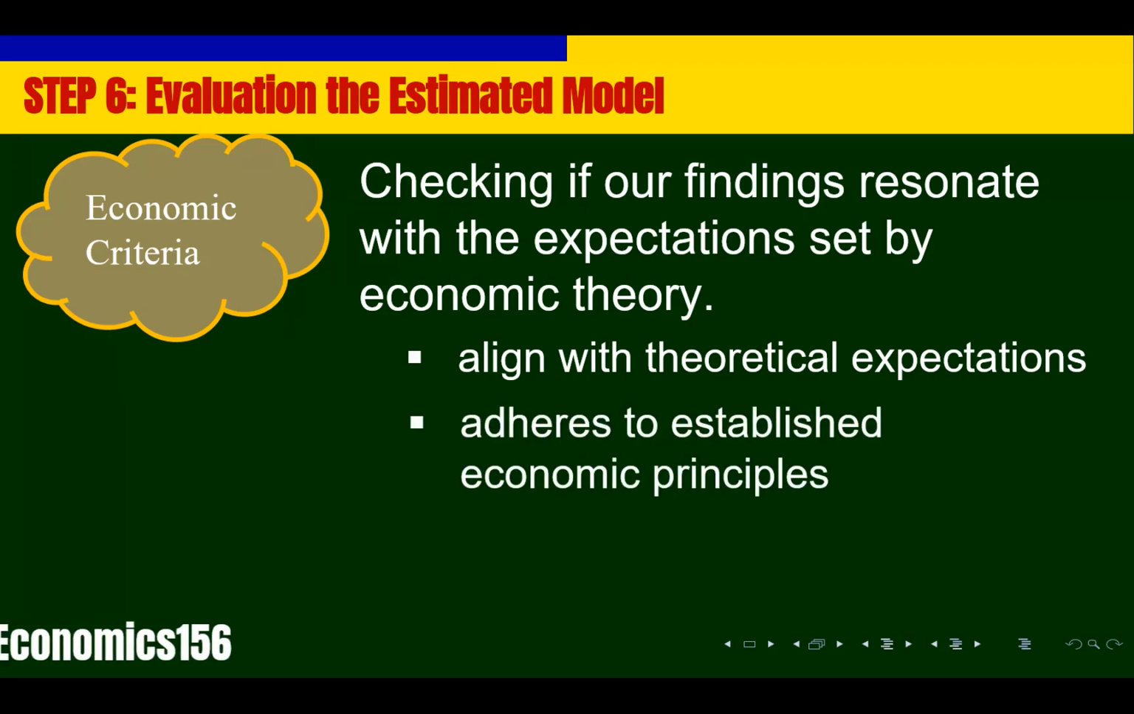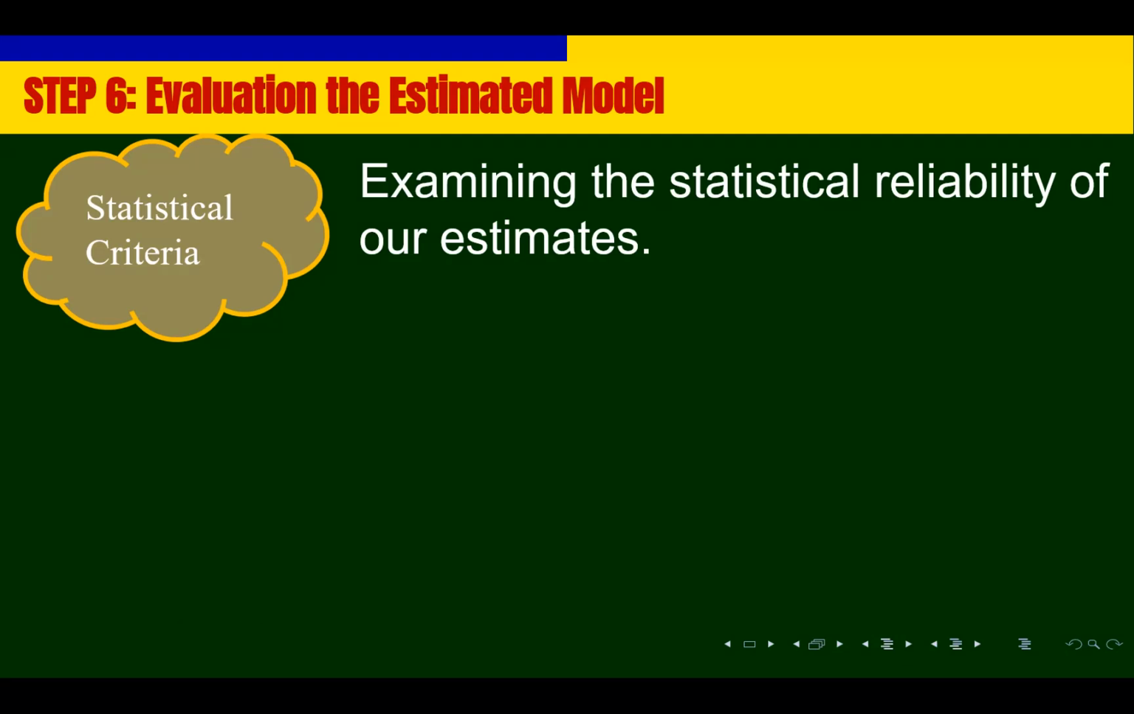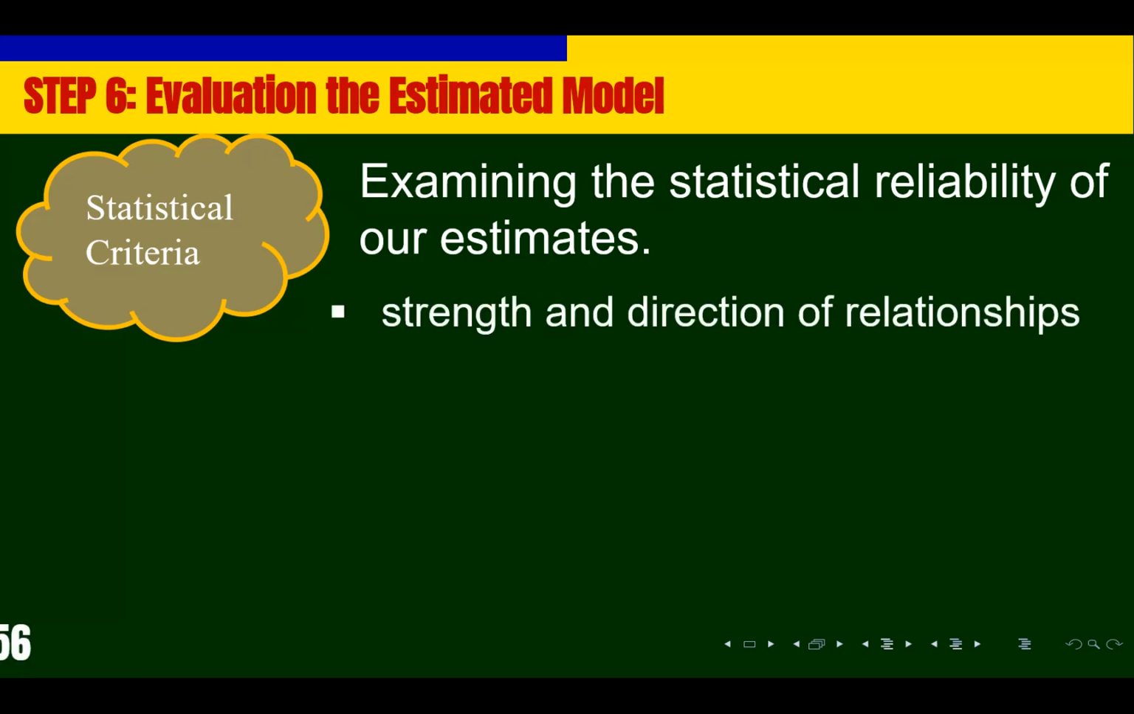Moving to the second front, statistical criteria take center stage. Here, we subject our model to a battery of tests such as correlation coefficients, t-tests, and R2 tests, meticulously examining the statistical reliability of our estimates. Much like scrutinizing the performance of actors on stage, these statistical tests evaluate the robustness of our model.